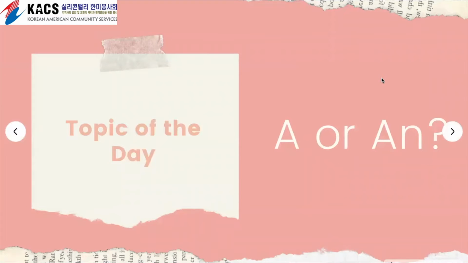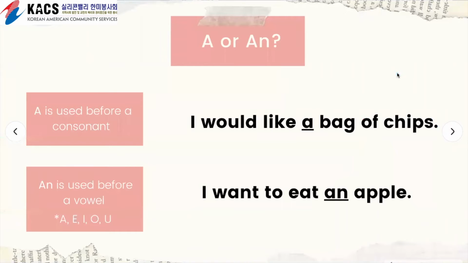Today's topic is a or an. So when should we use a and when should we use an? A is used when the word right after it begins with a consonant. In this example, we see right over here, it says, I would like a bag of chips.